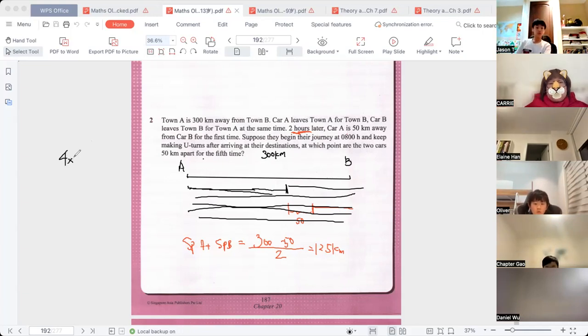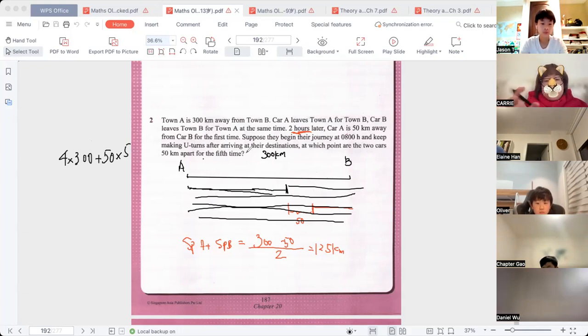So can I do 4 times 300? Because I know there are 4 of them, they finished. But because they're always 50 apart, so can I do 50 times 5? Correct, because there's distance there. They're not counting 他们刚刚完全碰到. They're counting how many times they are 50 kilometers away. So I can only count 4 of the total distance and plus the 5 of the 50.